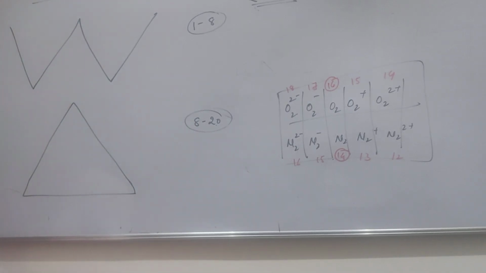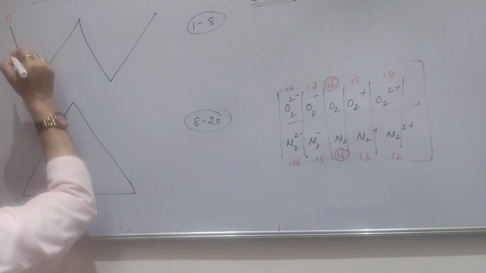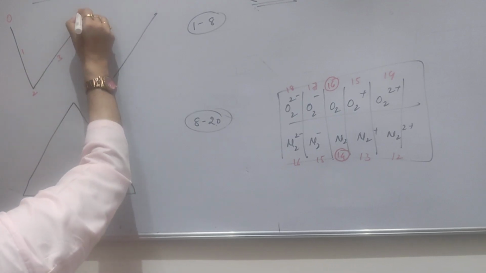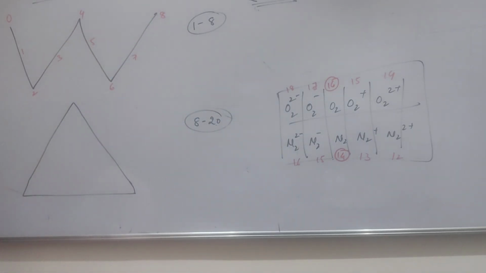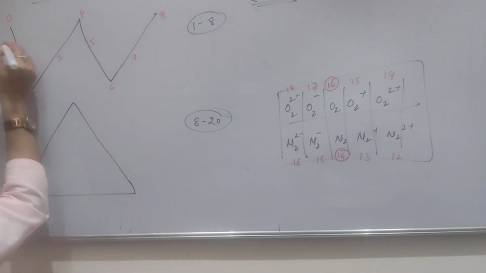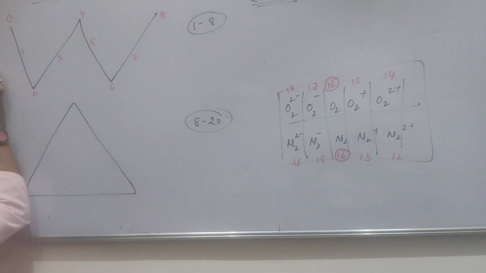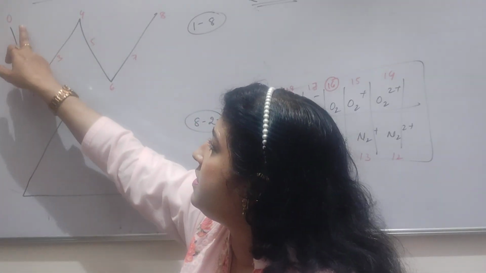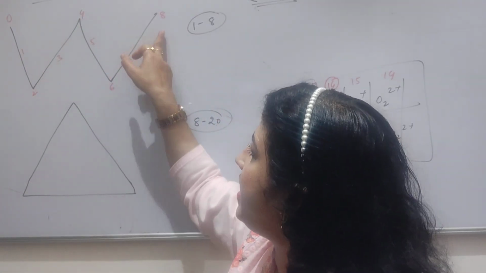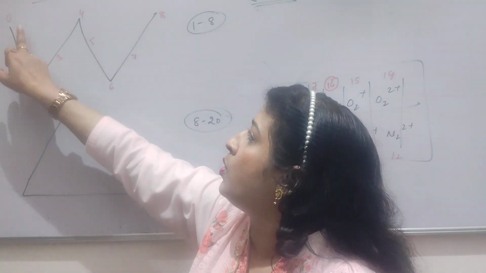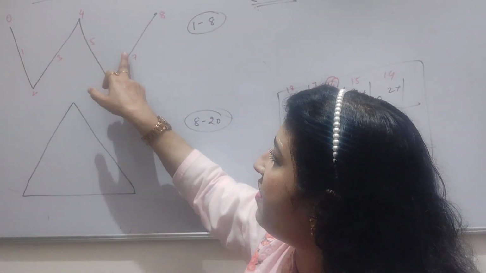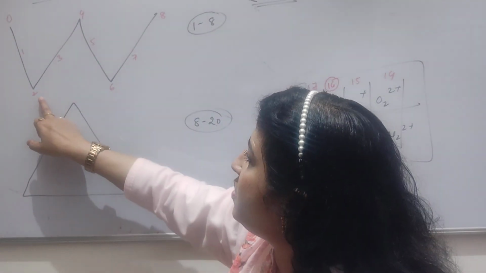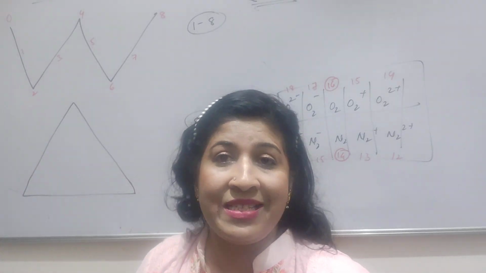0, 1, 2, 3, 4, 5, 6, 7, 8. Okay, simple. How to remember? Here you have 0.0, this is 0.5, this is 1. For 0 electrons, 4 electrons, 8 electrons, the bond order is 0. For those which have 1, 3, 5, 7 electrons, the bond order is 0.5. For those which have 2 and 6 electrons, then the bond order is 1.